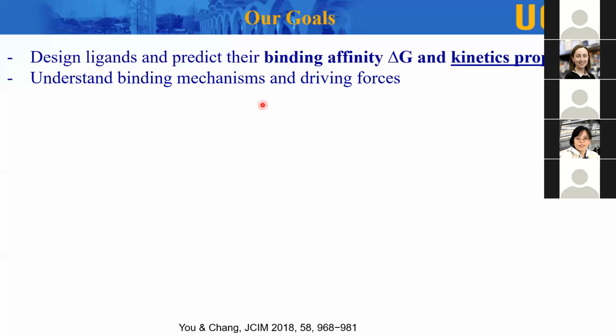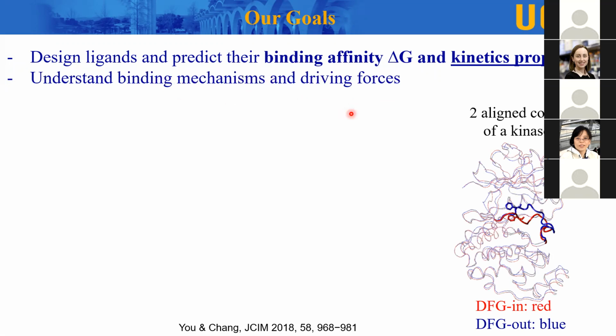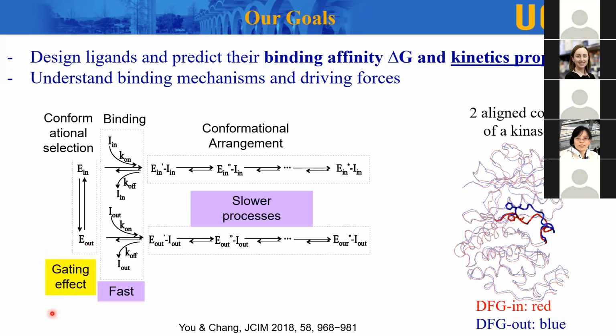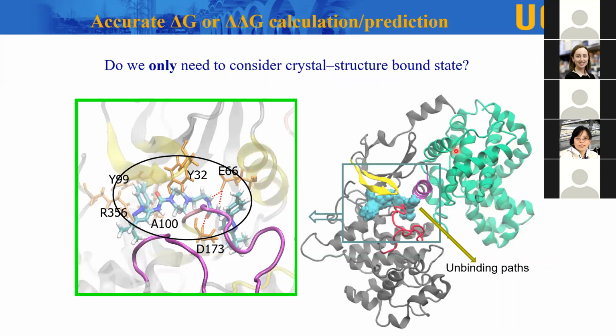We're all very fascinated in understanding binding kinetics, binding mechanisms and driving forces. Like if you have a kinase system with a different loop, with different population, and then those are different. You may have a gating effect, you may have different processes, slower or faster. That could help you to design the ligand too. So I'm not going to talk about the details, but let's focus on affinity.